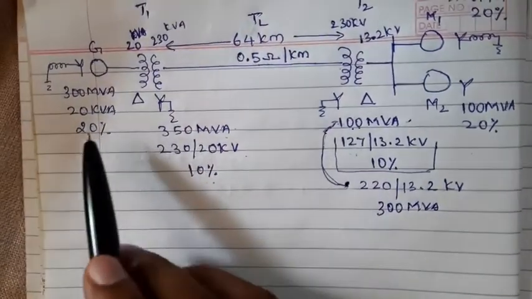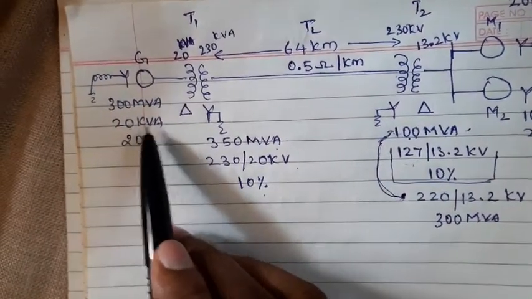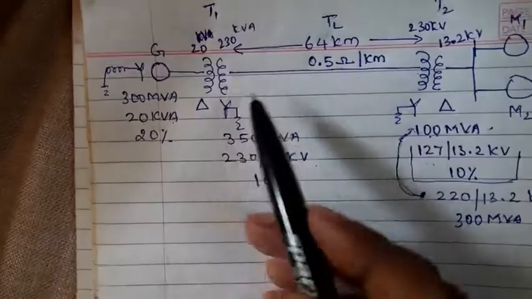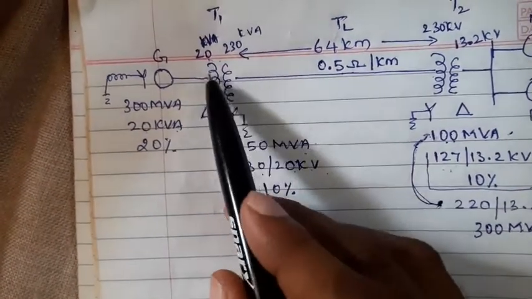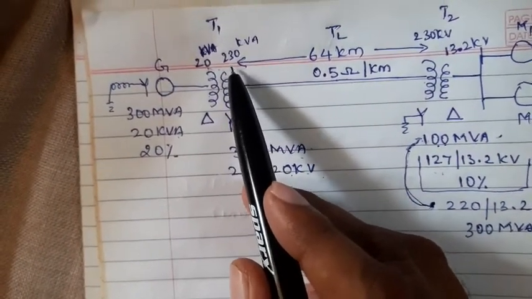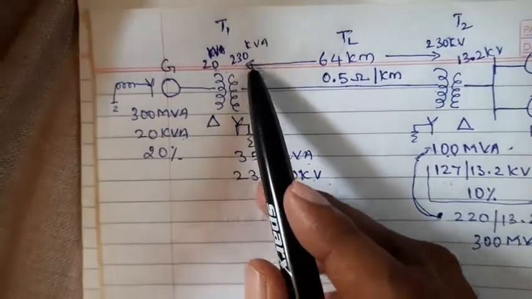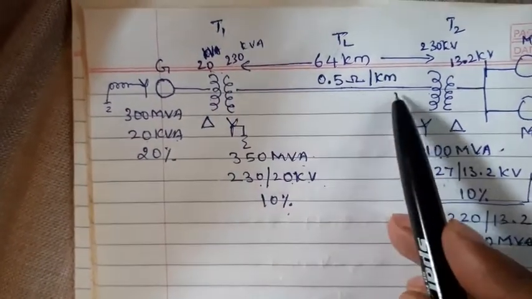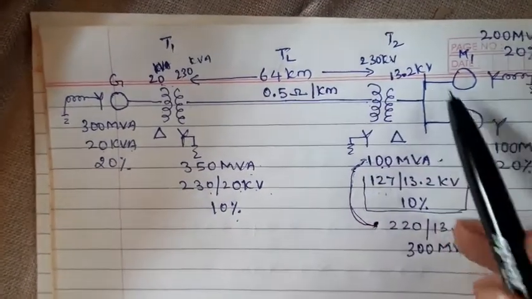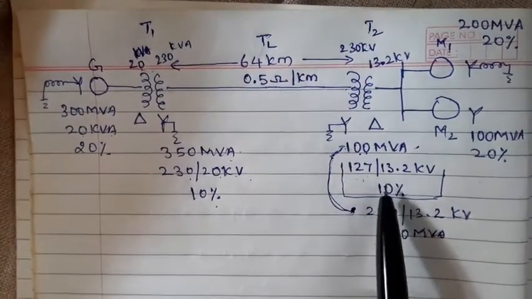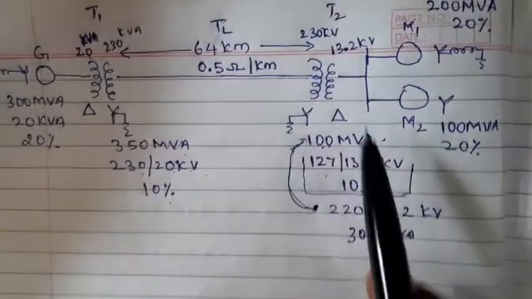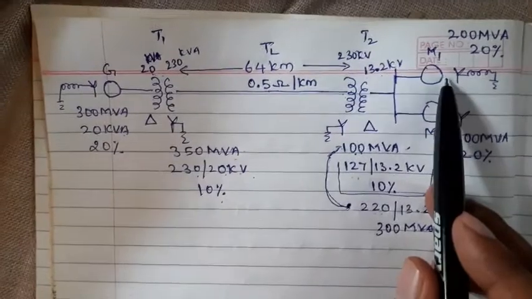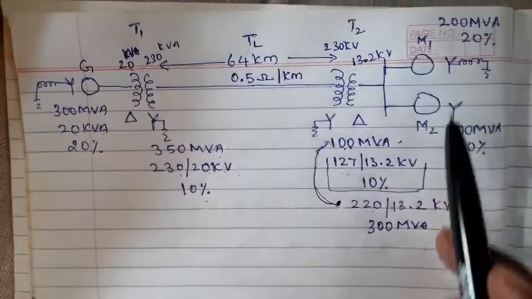Now the generator is producing 20 kV. This is 20 kV, again 20 kV by 230. So the transformer is stepping up, so the whole transmission line is at 230 kV. This is for single phase, so we have to convert it to three phase. Then it steps down to 13.2 kV, and the two motors, M1 and M2, are operating at 13.2 kV.